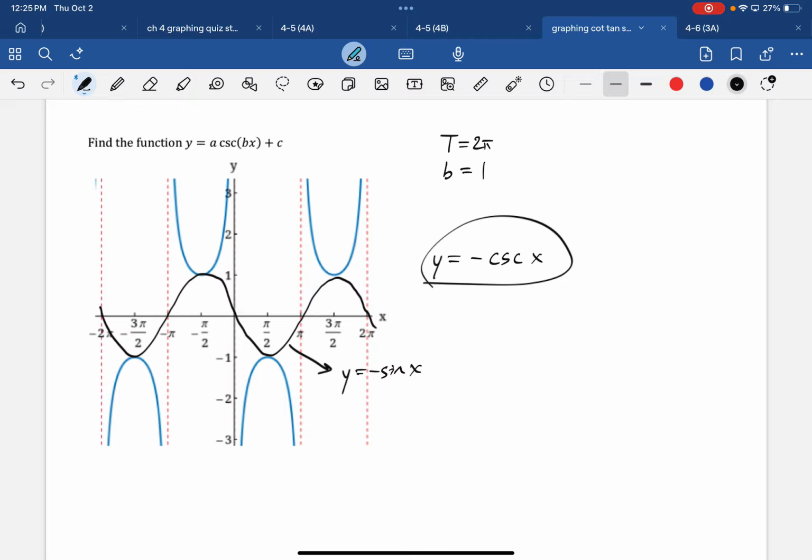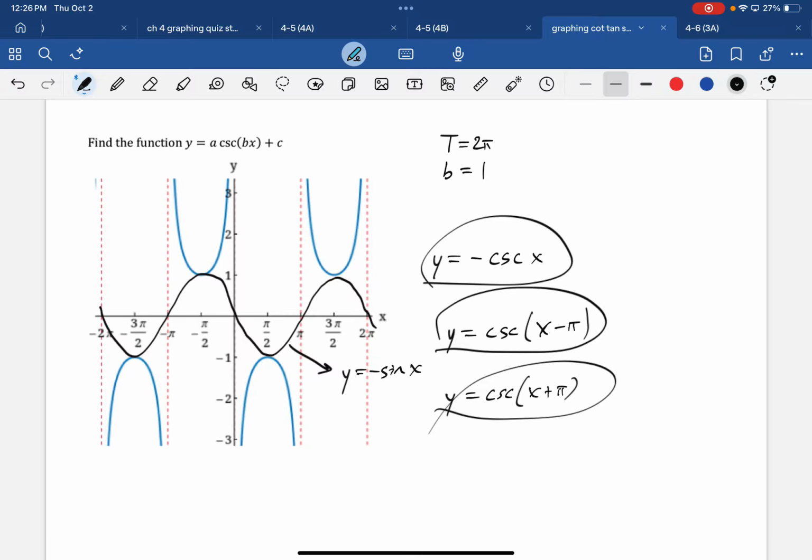What would you do if you didn't want a negative sign in the front? Then I would have to shift it. I would have to do y equals cosecant(x minus pi). Now couldn't it also be cosecant(x plus pi)? It could also be y equals cosecant(x plus pi), or x plus 3 pi, 5 pi, 7 pi. All the same.